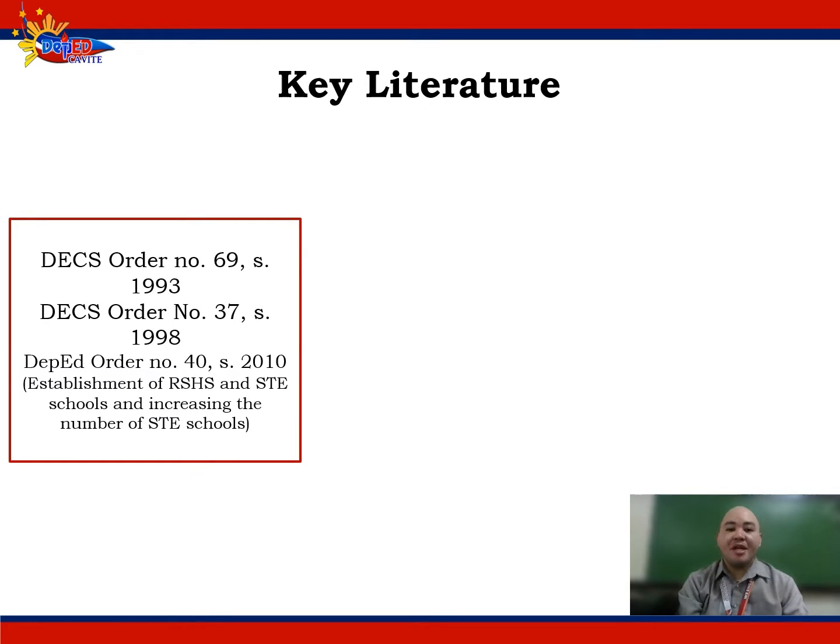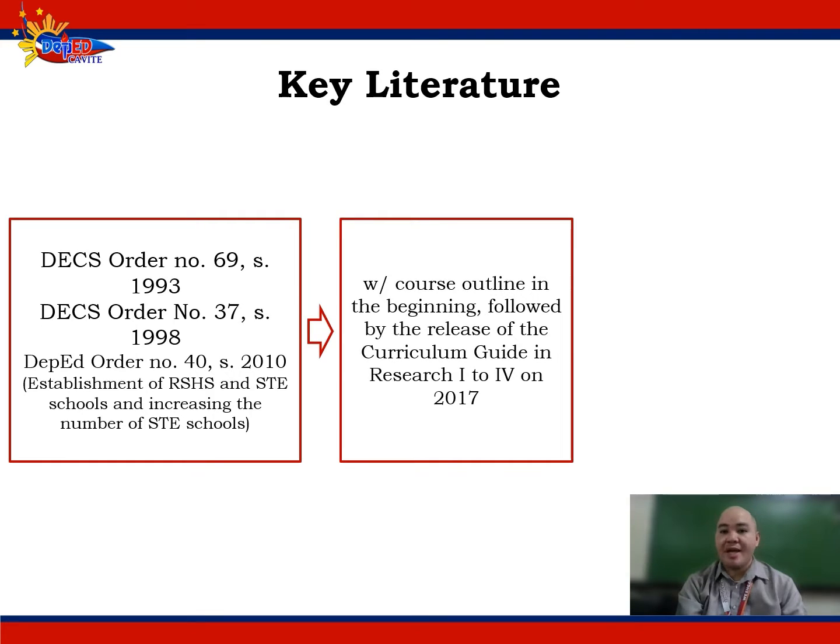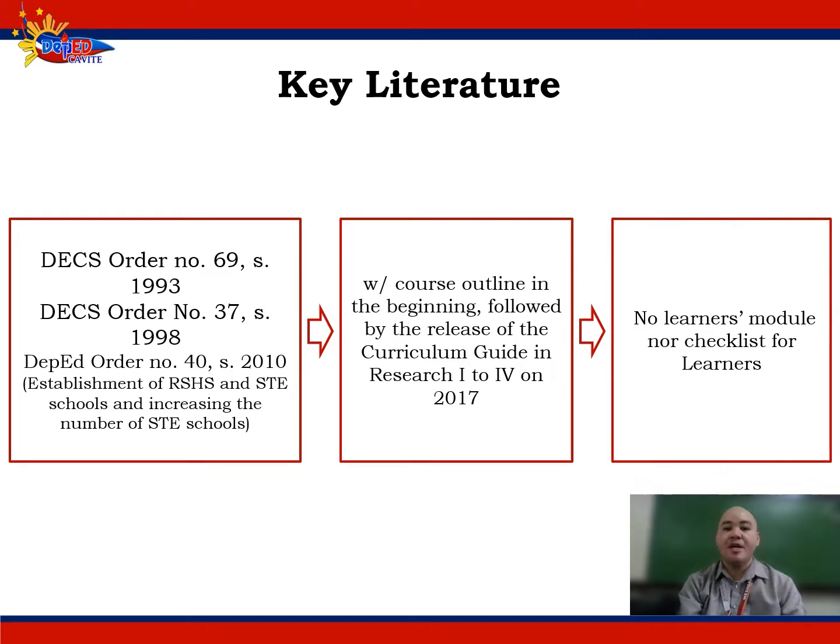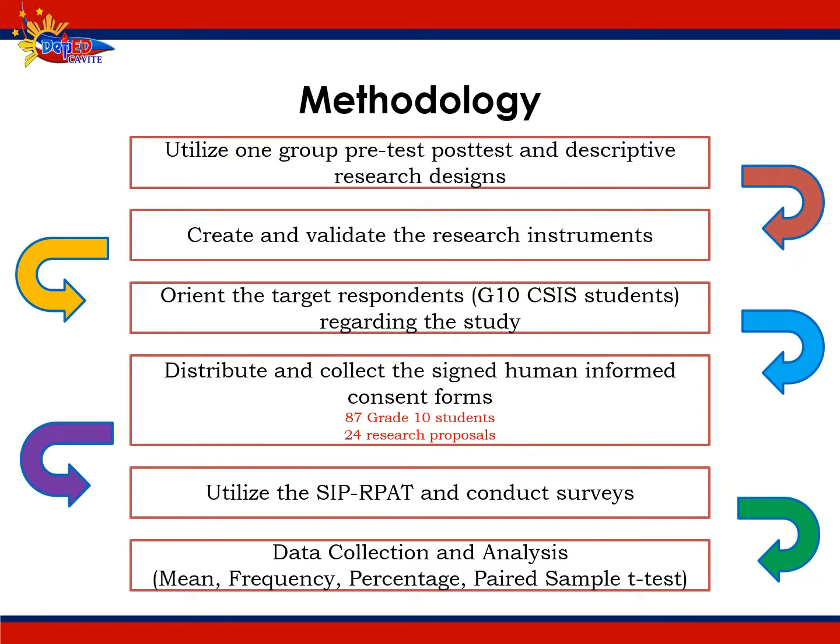In the early implementation of research subject, research teachers were only provided with a course outline which contains the topics to be discussed to the learners. In 2017, the Department of Education released a curriculum guide in Research 1 to 4. However, no learner's module nor checklist was provided to ensure the learners' adherence to the standards being mentioned in the curriculum guide. In this study, one group pretest, post-test, and descriptive research designs were utilized.